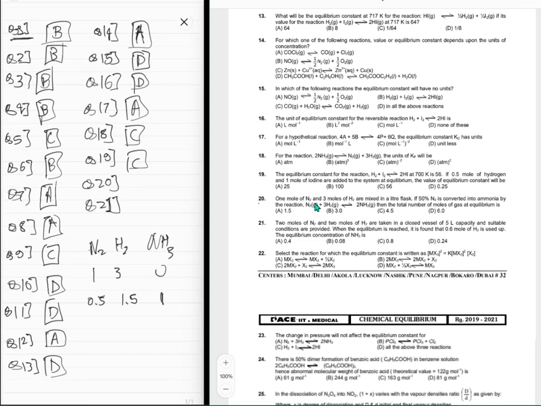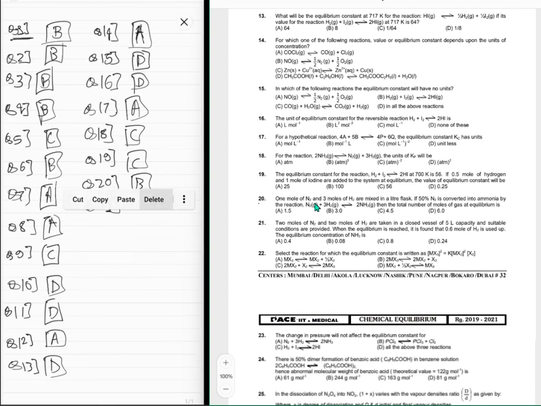Cool. So now what do you want? Total number of moles of gas at equilibrium. That's not a big deal. So it's just 3. So question number 20 is B.